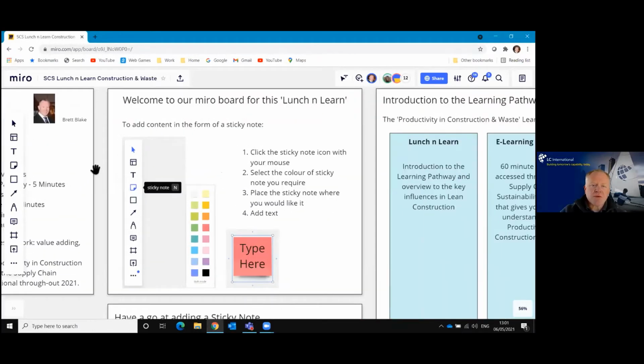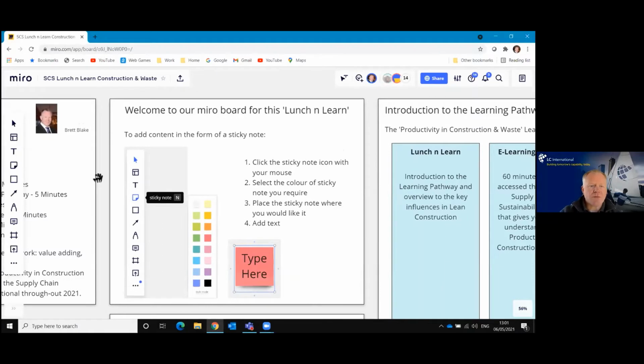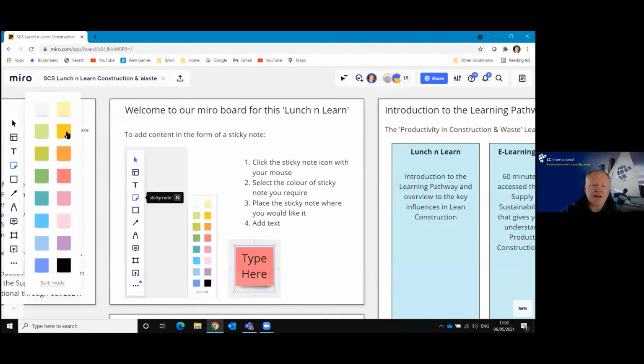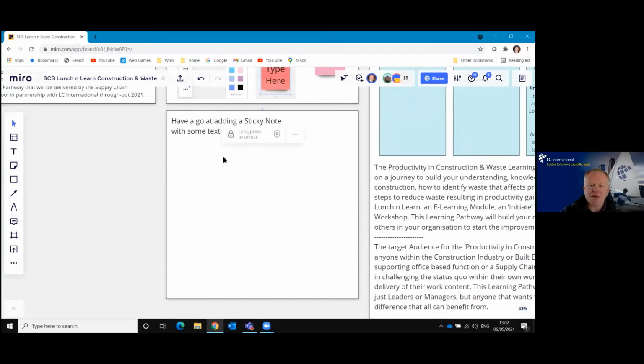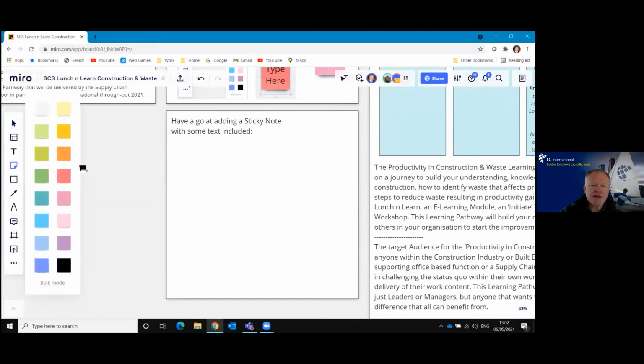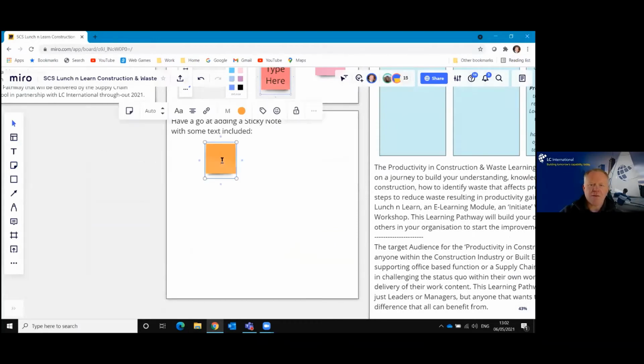So how to use this board once you've linked into it and followed the link on Zoom. If you want to add some information, all you need to do is select the sticky note towards the left-hand side of the screen. Once you've picked your sticky note, you can identify which colour you would like to use and then place this somewhere on the screen. Once you've done this, you can then type in your message or your thought you'd like to share with everybody else on the call, just as I've done there. So please feel free to spend a couple of minutes adding your own post-it notes into the area where it says have a go.